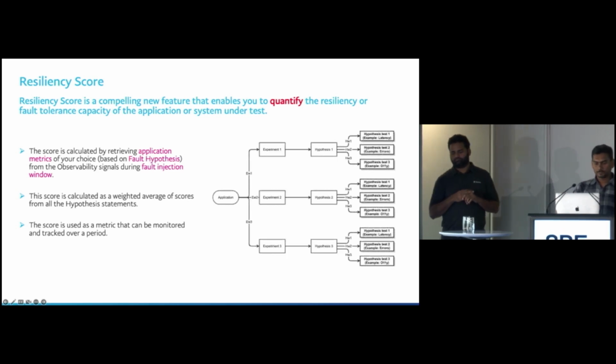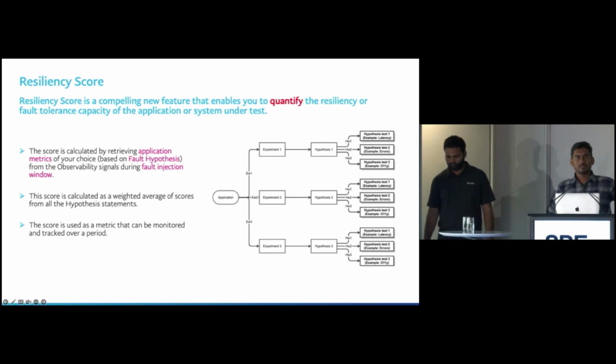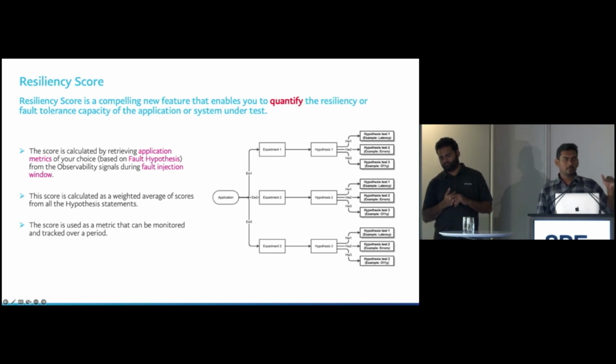So what do I mean by that? For example, you have your application where you're conducting multiple experiments, and let's only look at a single experiment. So you have multiple hypothesis statements defined. Let's say you have a hypothesis statement defined on latency, and another hypothesis statement defined on errors, etc. First you look at one of the hypothesis statements, and during the fault scenario, identify how much time or how many data points this particular hypothesis statement holds true within the SLA that you previously defined.